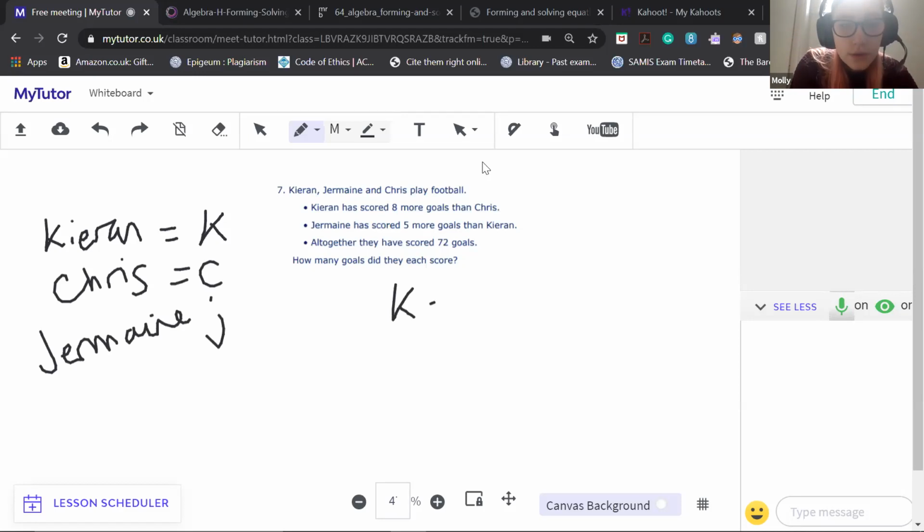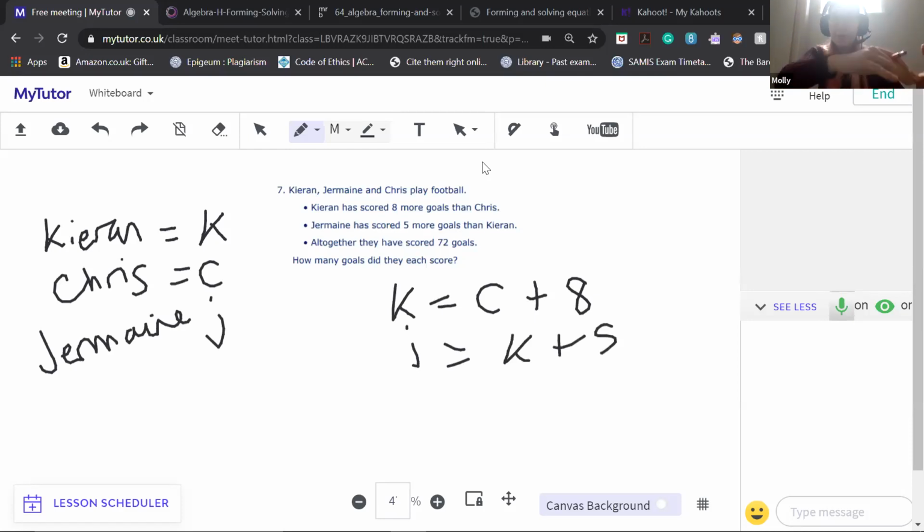So Kieran scored 8 more goals than Chris. So you take Chris's goals, you add 8, you have Kieran's goals. Jermaine scored 5 more goals than Kieran. So J equals K plus 5. Again, you take Kieran's goals, add 5, and that's how many Jermaine scored. And altogether, they scored 72 goals. So K plus C plus J equals 72.